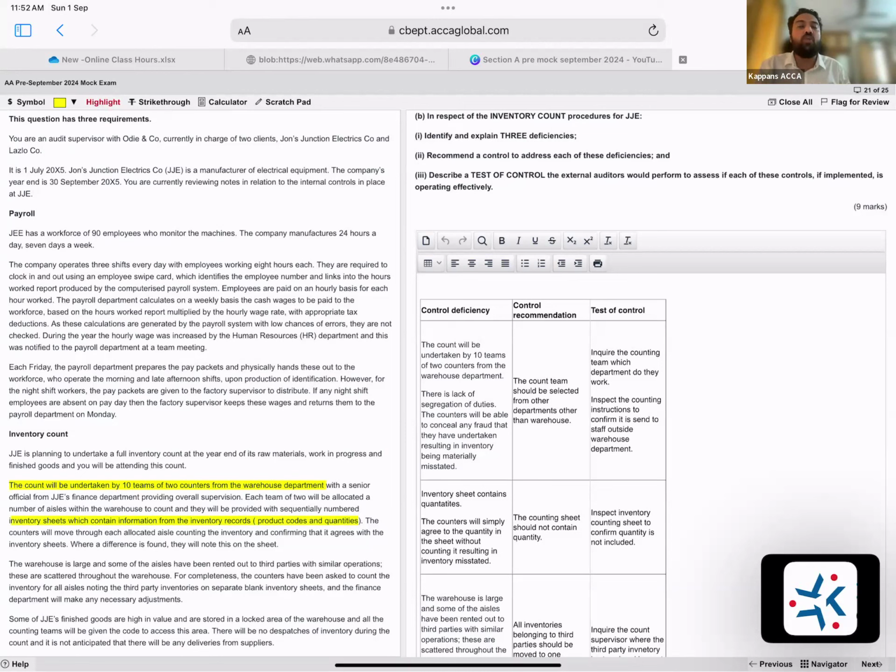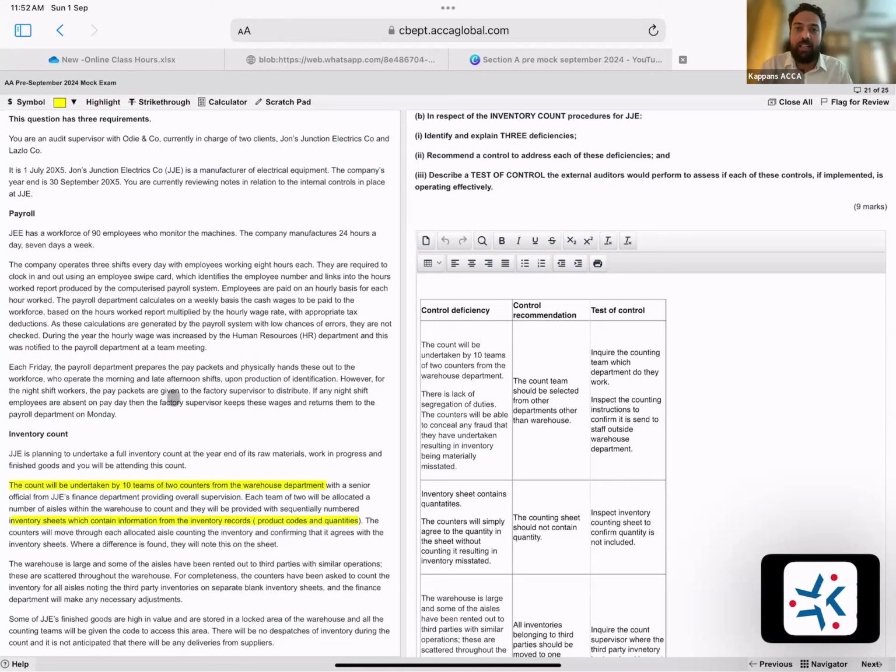What will be your control recommendation? Pretty much simple. The inventory counting sheet should only contain product codes. It should not contain quantities. How will you test it? How will you test that inventory sheet contains only code? Very simple. Inspect inventory counting sheet to confirm it contains only product codes and it does not contain quantities. Then two deficiencies identified, explained, given recommendation, and test of control.